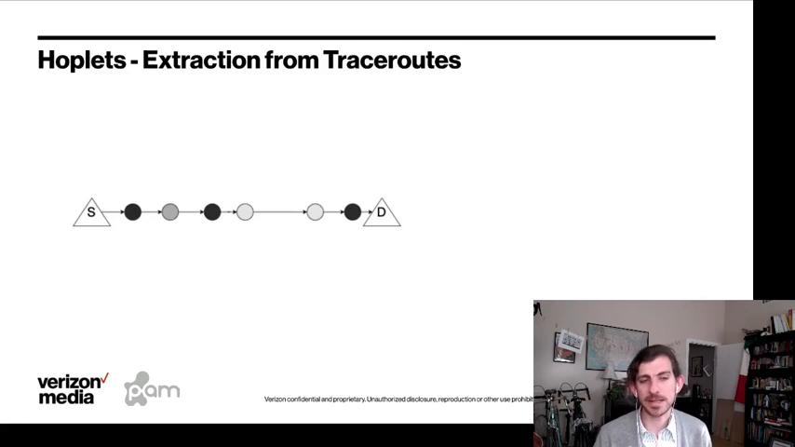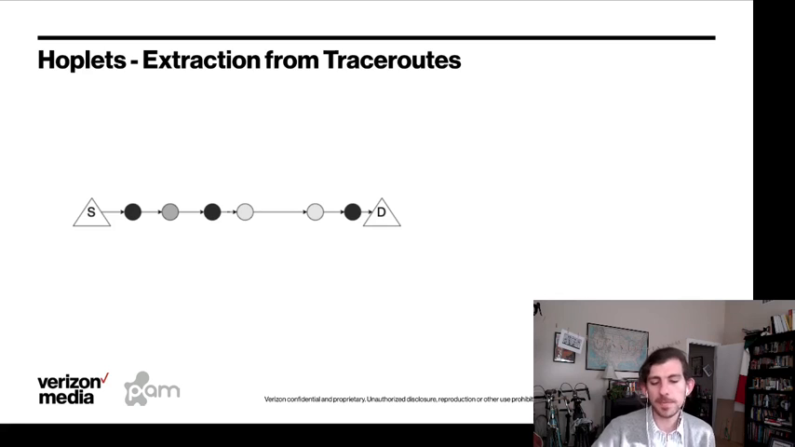So the way we're going to extract these is we're going to start with traceroutes. So we're going to have a traceroute between a source and a destination. In this case, our source will be the CDN, the destination, our end users. And we're going to represent each of the hops along that traceroute with these colored circles. And each color is going to represent a different autonomous system along that path.